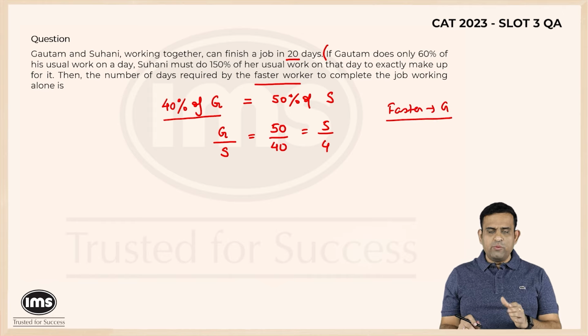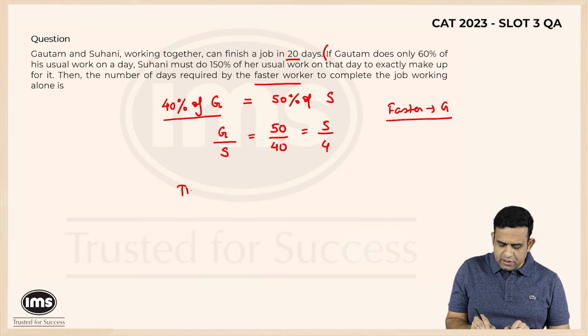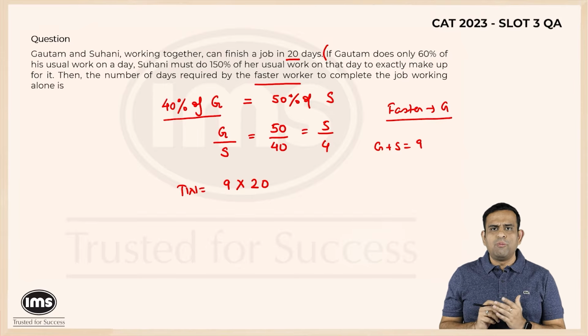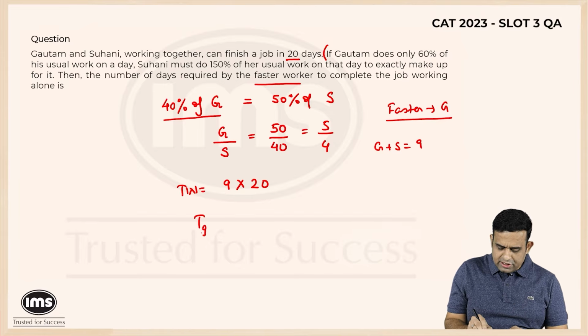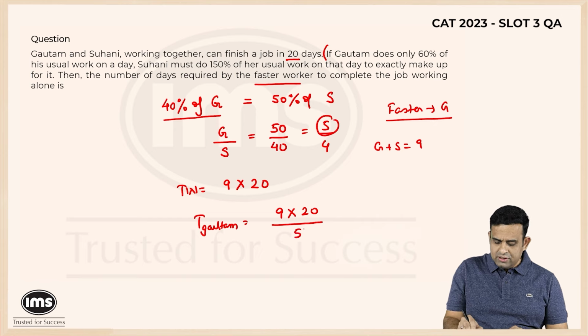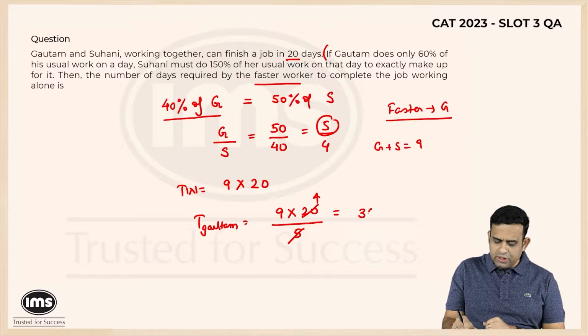So since both of them working together can complete a task in, let's say, 20 days, one can say total work can be taken up as G plus S will do a 9. So total work is nothing but 9 into 20. And this work needs to be performed by Gautam. So the time taken by Gautam is nothing but a work of 9 into 20 to be performed at the rate of 5. 5 into 4 is 20. 9 times 4 happens to be equal to 36.